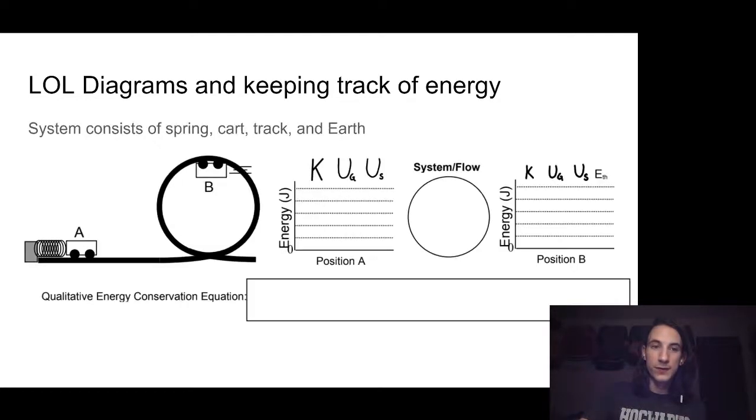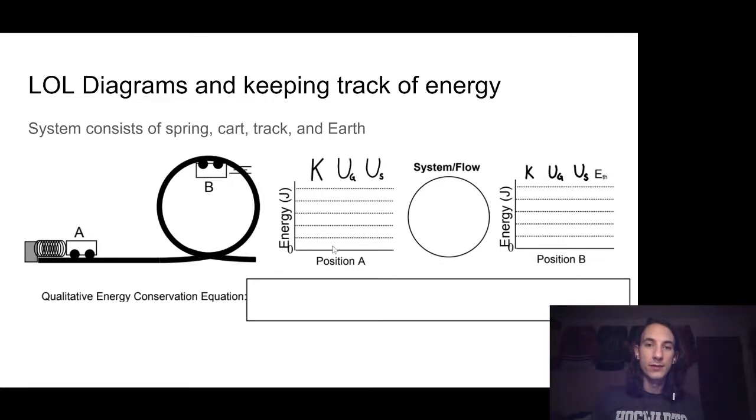So yeah, we'll do a few examples of this. This is the first one that we saw when we first did our LOL diagrams. So take a quick minute and try to think about this. Don't feel like you have to draw it or write it out, but just take a quick second. Let's say the system consists of a spring, the cart, the track, and the earth. So we have this cart over here. This is our first point. This is our second point. So our system is pretty much everything we're looking at: the spring, the cart, the track, and the earth.